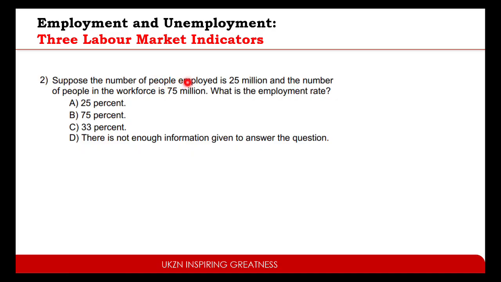Suppose the number of people employed is 25 million and the number of people in the workforce is 75 million. What is the employment rate? Take 25 million over 75 million times 100. Actually, no, 33%. 25 over 75 times 100 is 33%.